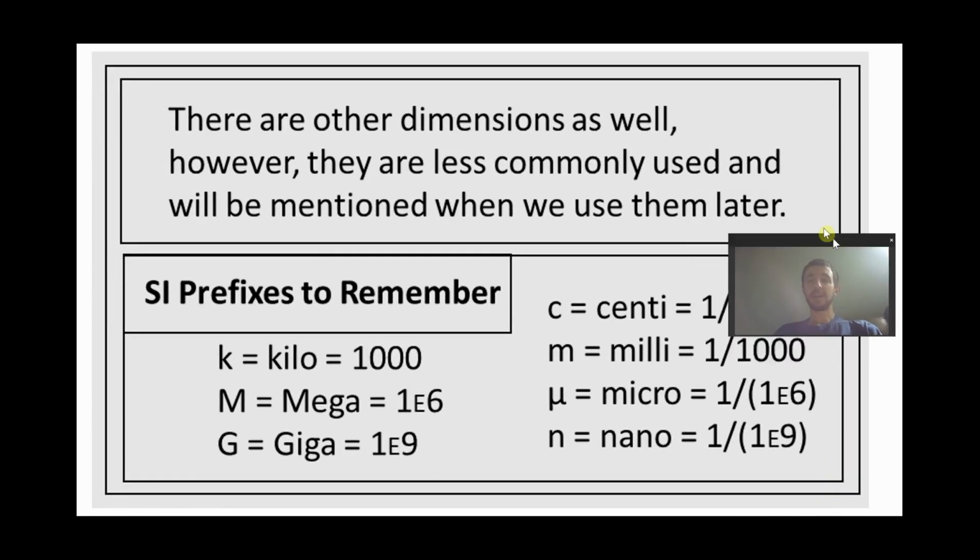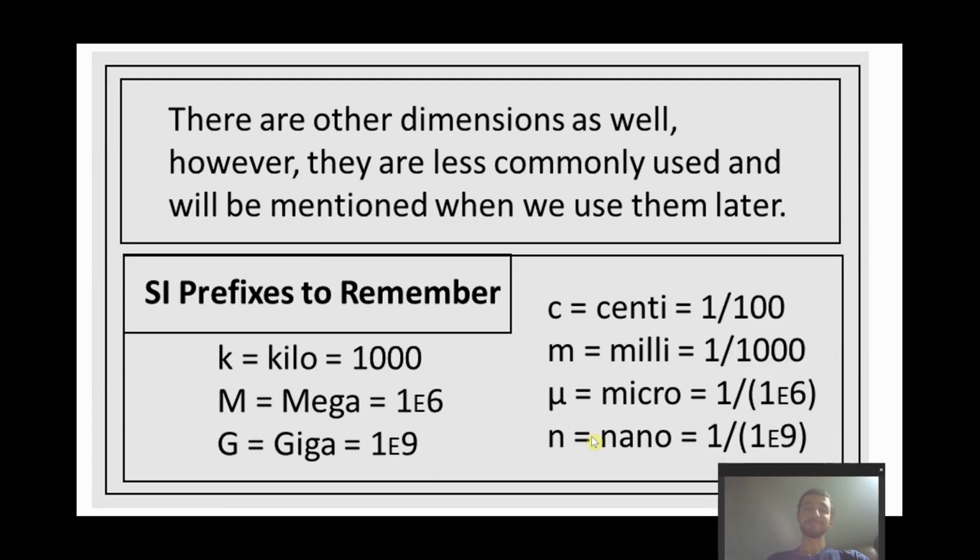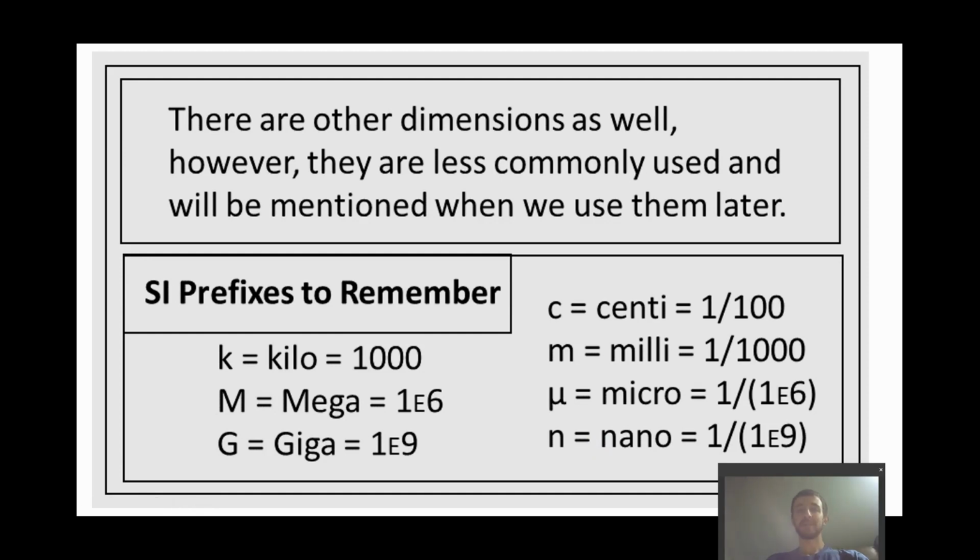Okay, let's jump into this next one. So, SI prefixes. Now, there are other dimensions as well. However, they're much less commonly used, and we're going to mention them when we use them later. Ones I'm talking about are amount, which is measured in moles. Amount, you're like, amount? It's technically a dimension, I guess. Light intensity, which I have never actually used. It's measured in candelas. I've never actually seen it used, ever. So if you see a candela in some research paper, send it to me. I'll probably give you some extra credit just for finding it.